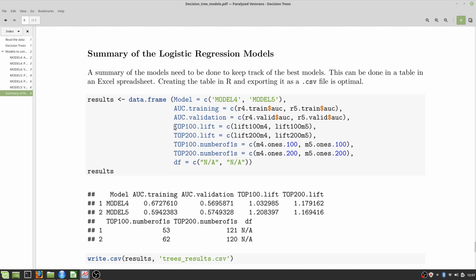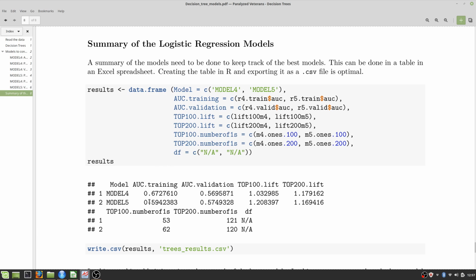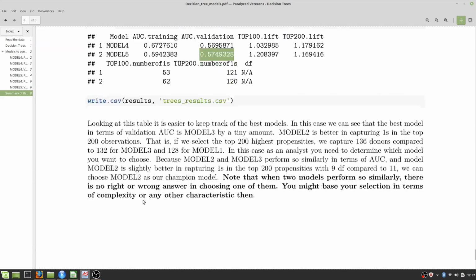Now, if we combine all of this into a table, in terms of the AUC validation, Model 5 is actually doing better than Model 4, which is the deep tree. We also get a better lift on the top 100 customers. We don't do as well in the top 200, but we are going to go with Model 5 to be the top model for the decision trees.